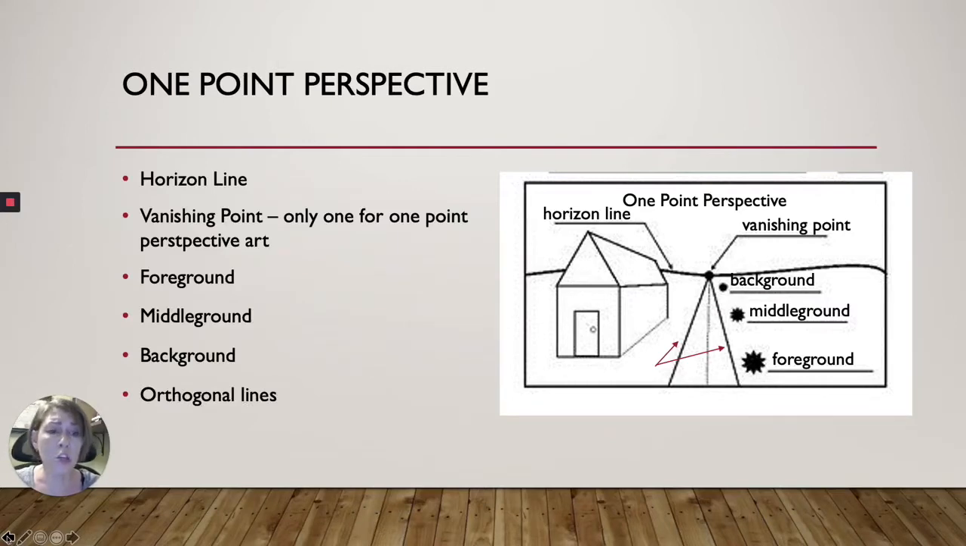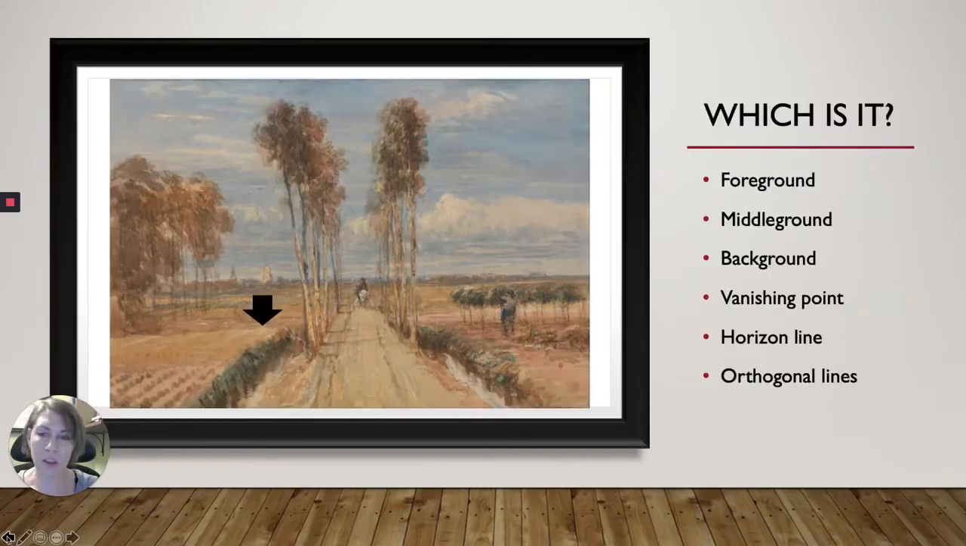We have these two lines here with the red arrows pointing to them. They're called orthogonal lines. And these two lines help show the path down to the vanishing point. There we go. All right.